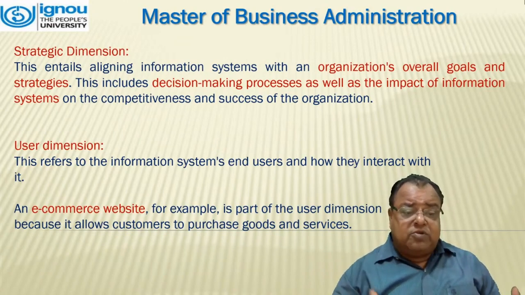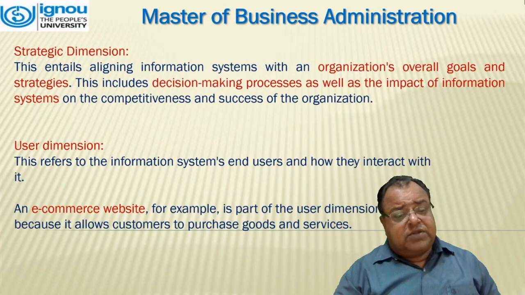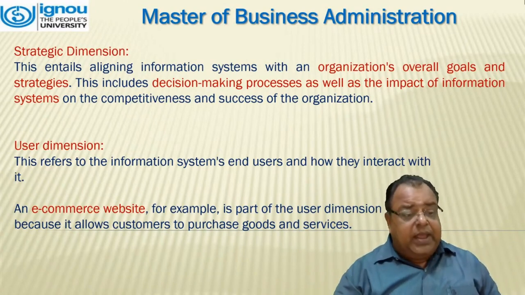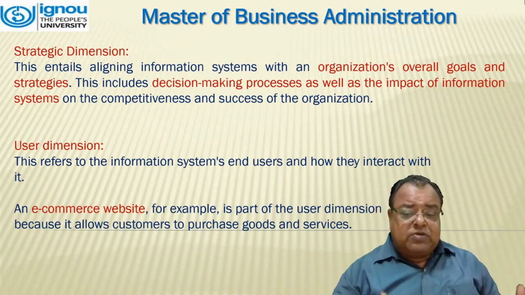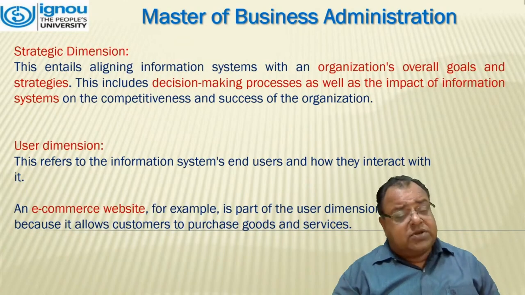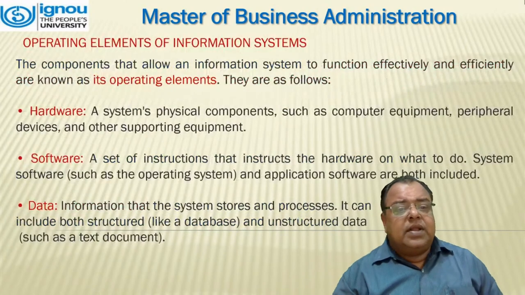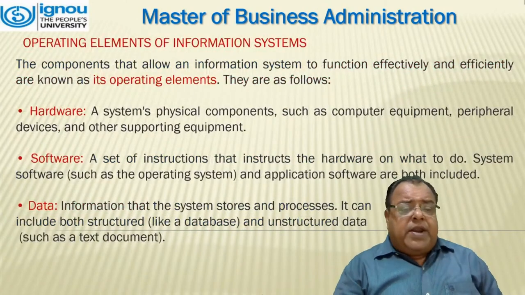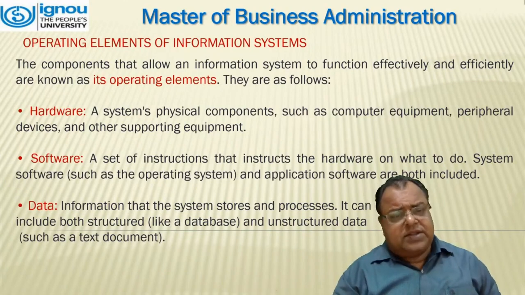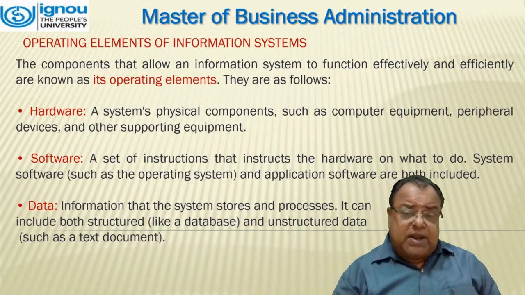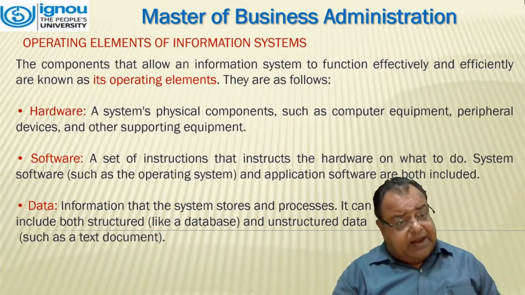Then comes user dimensions. This refers to the information system's users and how they interact with it. An e-commerce website, for example, is a part of user dimension because it allows customers to purchase goods and services. Now, what are the operating elements of an information system? The components that allow an information system to function effectively and efficiently are known as its operating elements.